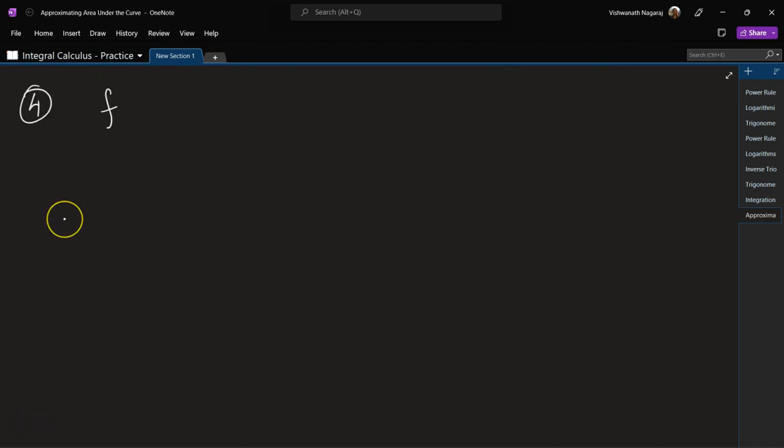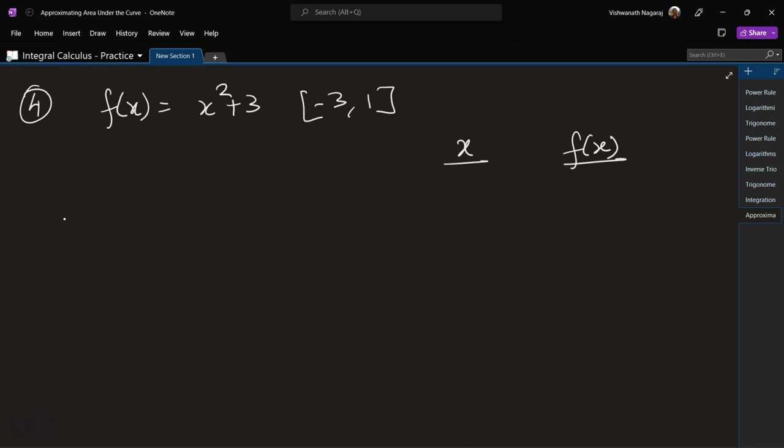approximations. f of x is equal to x square plus 3 in the interval minus 3 to 1. So here the interval has changed. Okay, so f of x, let's say minus 3, this will give us 12. 9 plus 3, 12. Minus 2 will give us 7.